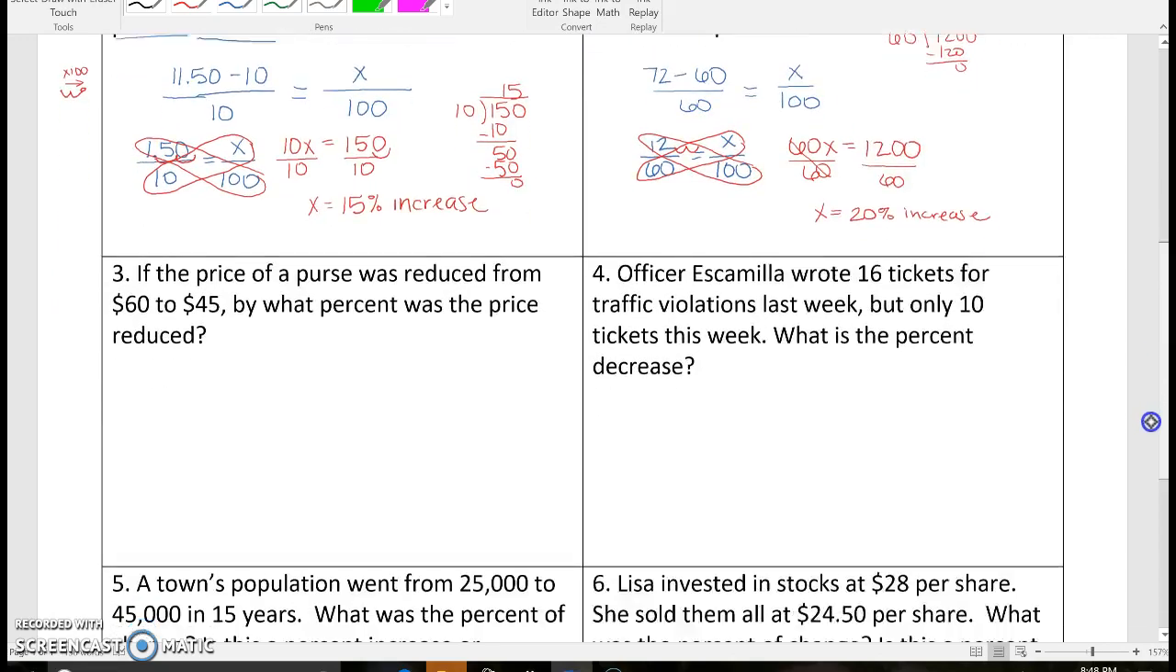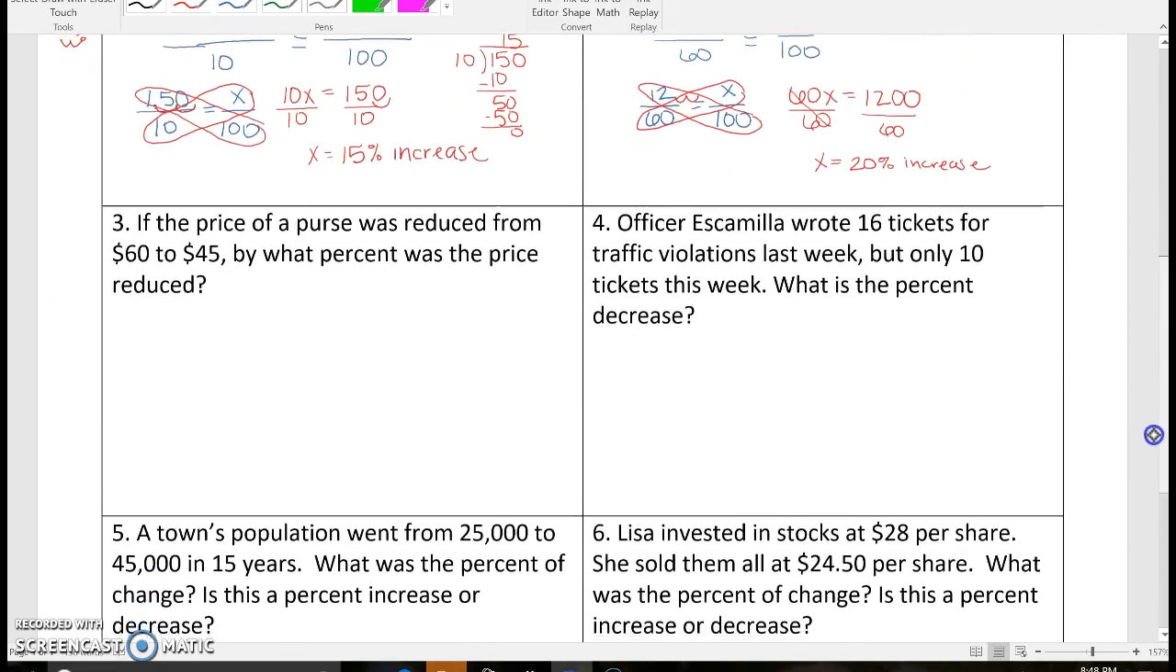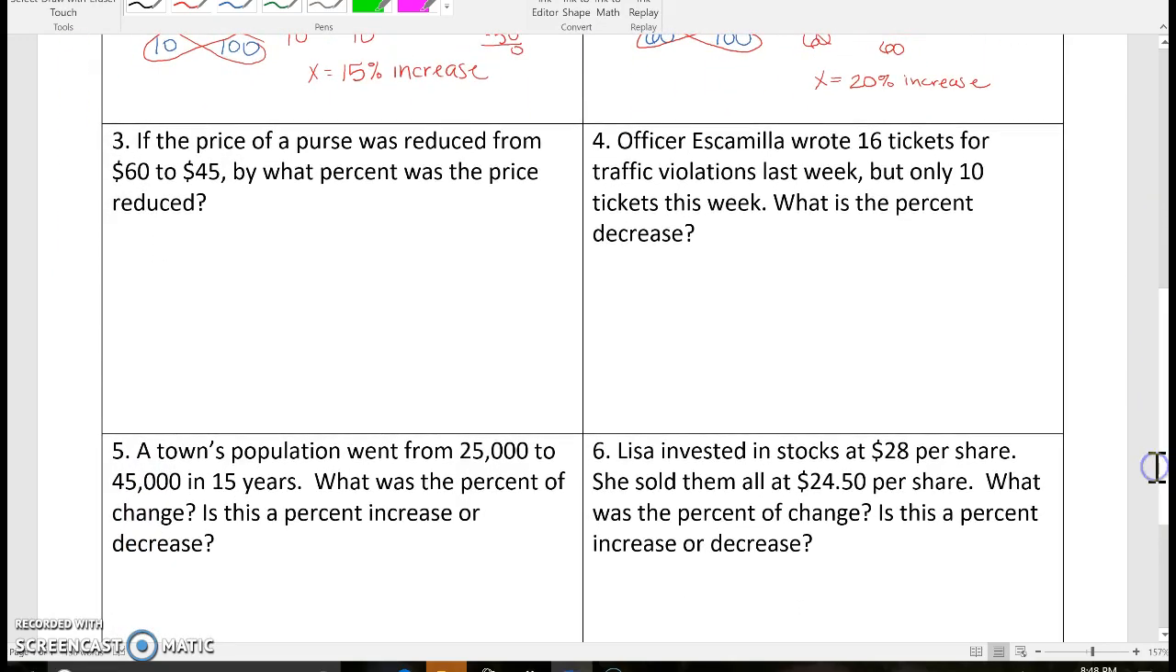All right, so let's keep practicing. So number 3, it says if the price of a purse was reduced from $60 to $45, by what percent was the price reduced? So yet again, I'm looking for my percent. And it started from 60 and went to 45. So 60 is my original.